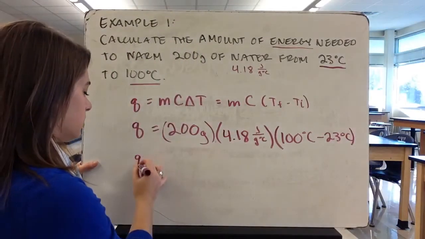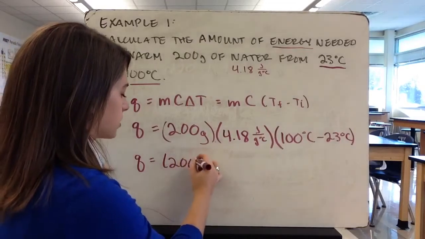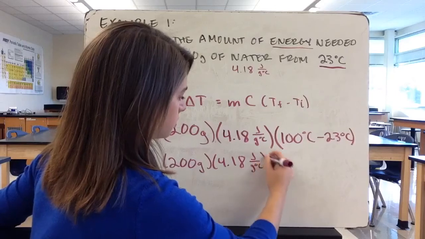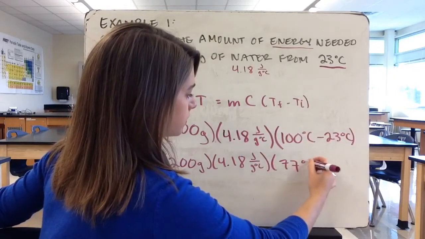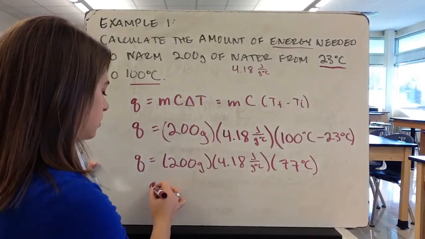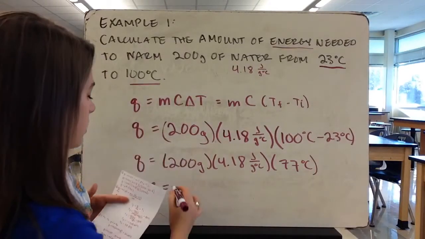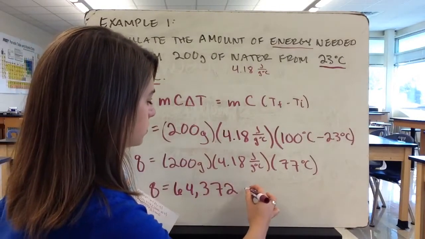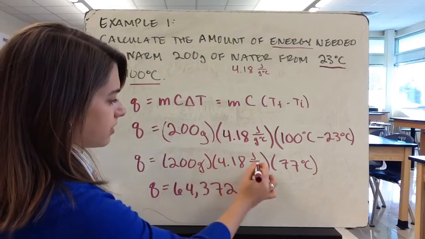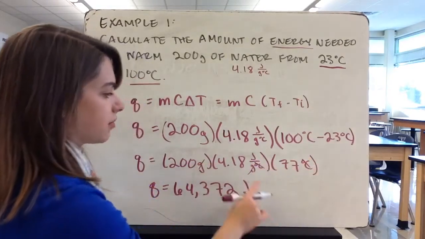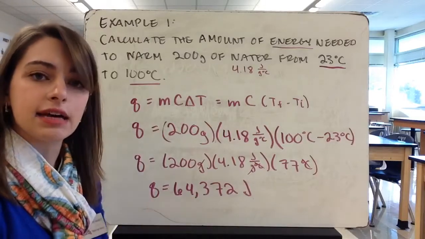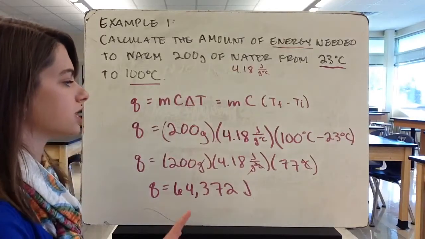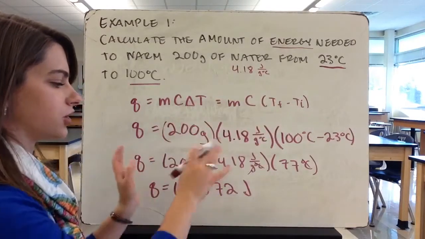When we plug all of this into our calculator, I'm going to do my subtraction first. 100 minus 23 is 77 degrees Celsius. So our Q is equal to, I calculated it ahead of time, 64,372 joules. So our grams canceled top and bottom, our Celsius canceled top and bottom, we were left with joules as our unit, and that makes sense because we want to calculate the amount of energy, which would be in joules. So this was just a basic plug the numbers into the equation and calculate Q.